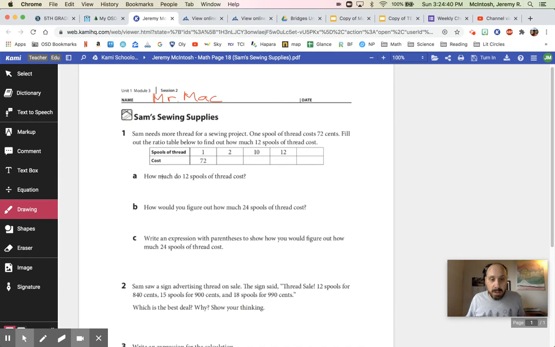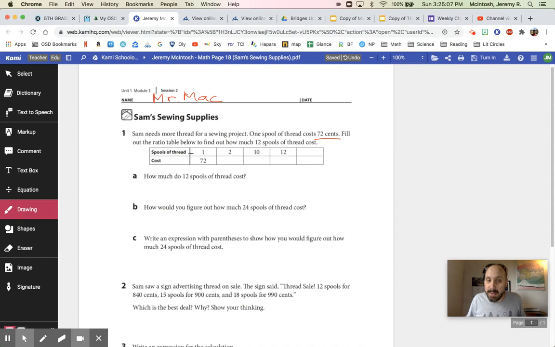So we are looking at our ratio tables again. Yay. So Mr. Mac loves ratio tables. So this is called Sam's Sewing Supplies. I love that alliteration. Sam's Sewing Supplies. Anyway, Sam needs more thread for a sewing project. One spool of thread costs 72 cents. Fill out the ratio table below to find out how much 12 spools of thread cost.